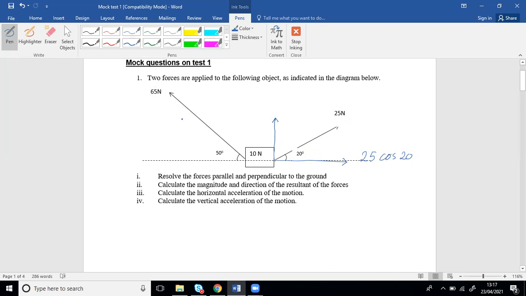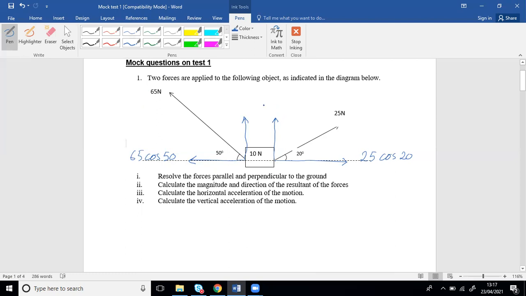And I've got 65 Newton here. This can be divided into parallel and perpendicular, or let's say horizontal and vertical components. Excuse my drawing there. So 65 Newton can be divided into a horizontal component and a parallel component. The horizontal component will always be 65 times cos 50, cos of the angle. In here I had 25, so the horizontal component would have been 25 times cos 20. In here, 65 multiplied by cos 50.